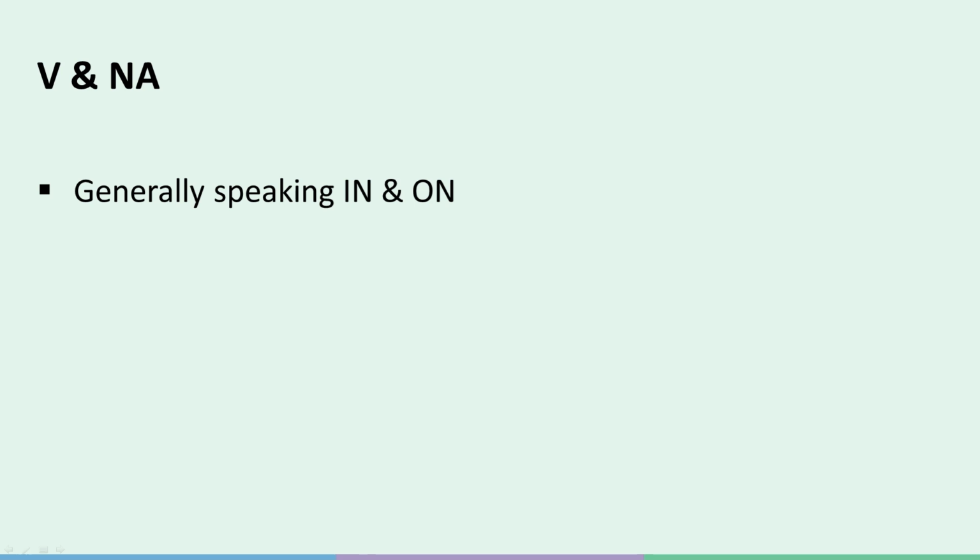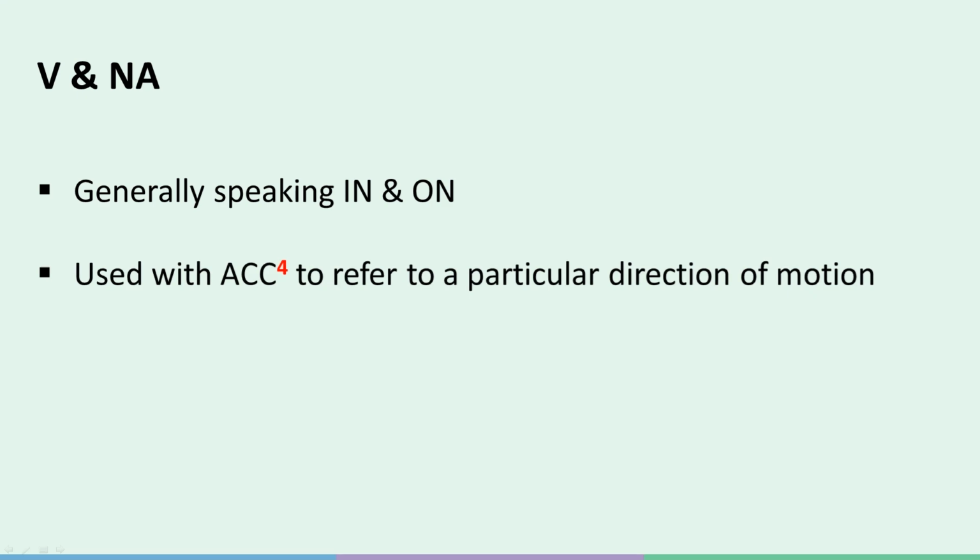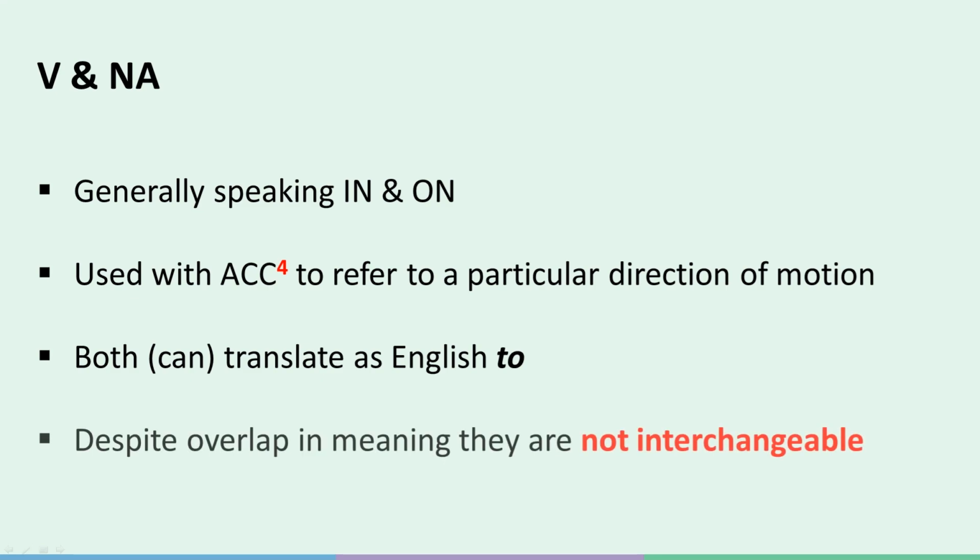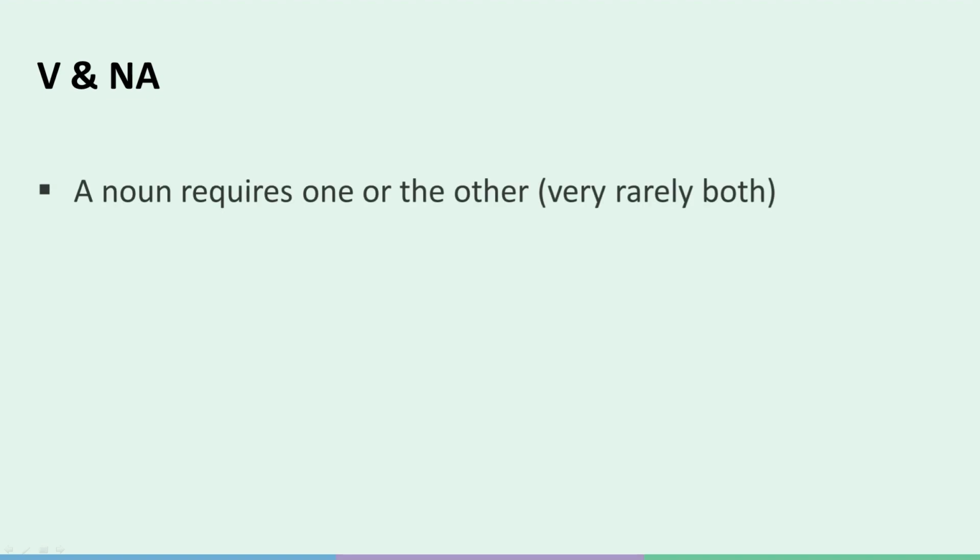Again, u and na are two of the most important prepositions in Slovene and probably one of the first ones you'll deal with. Generally speaking, u is in and na is on. But both are also used with the fourth case or the accusative to refer to a particular direction of motion. In that sense, both are like the English to. Despite them basically meaning the same thing or having the same function, they're not interchangeable. It's either u or na. Very rarely can we choose between both options, and even then we're dealing with different meanings.